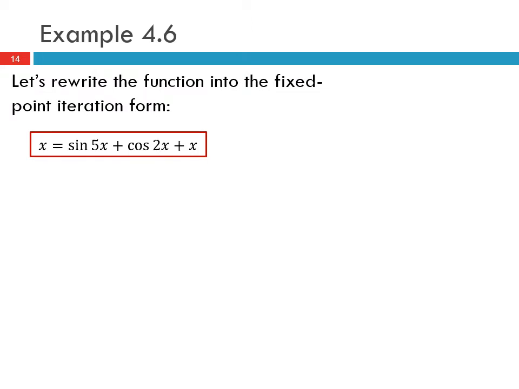So let's rewrite the function into the fixed point iteration form. We can do this by adding x to both sides. So we get here that x is equal to sine 5x plus cosine 2x plus x. So this sine 5x plus cosine 2x plus x is my g of x.